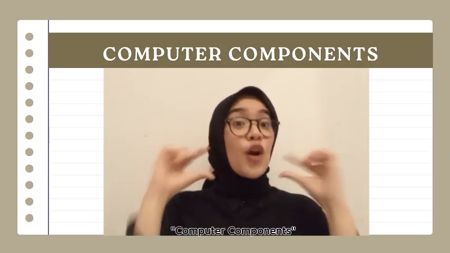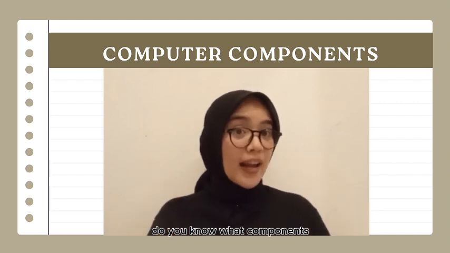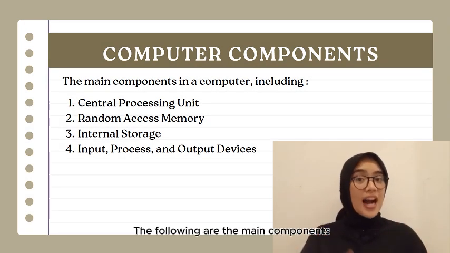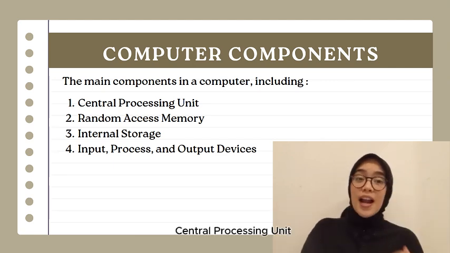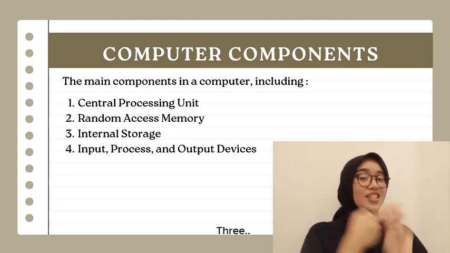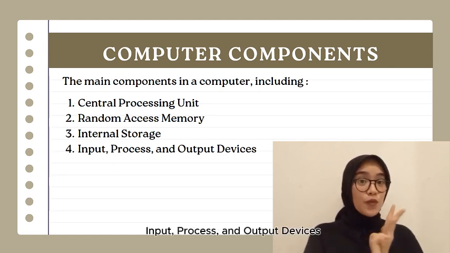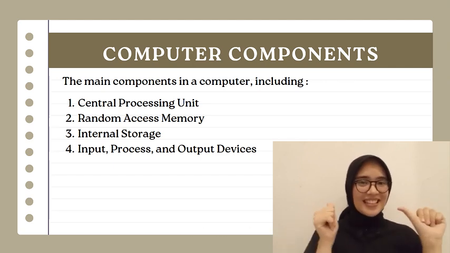Next, computer components. First of all, do you know what components are in a computer? The following are the main components in a computer: 1. Central processing unit, 2. Random access memory, 3. Internal storage, 4. Input, process, and output devices. Let's learn together.